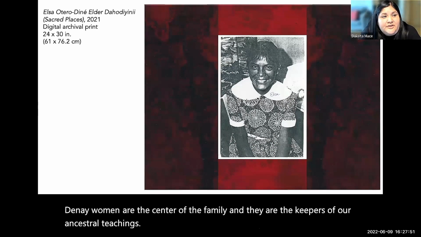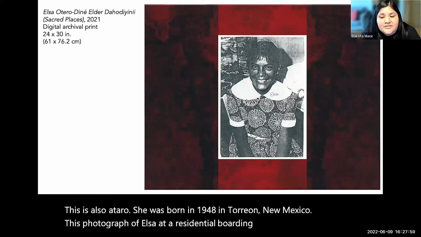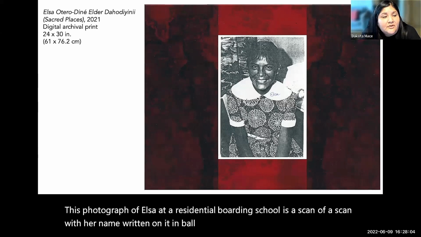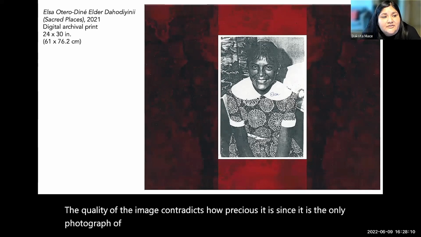This is Elsa Otero. She was born in 1948 in Torreon, New Mexico. This photograph of Elsa at a residential boarding school is a scan of a scan with her name written on it in ballpoint pen. The quality of the image contradicts how precious it is, since it is the only photograph of herself as a child.